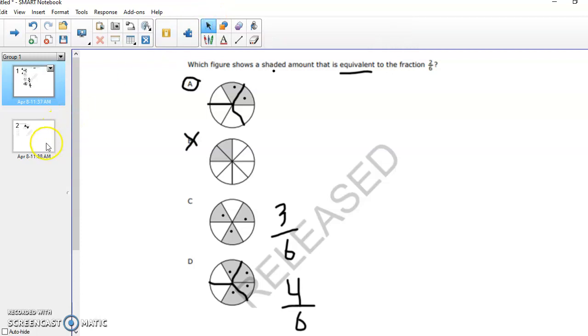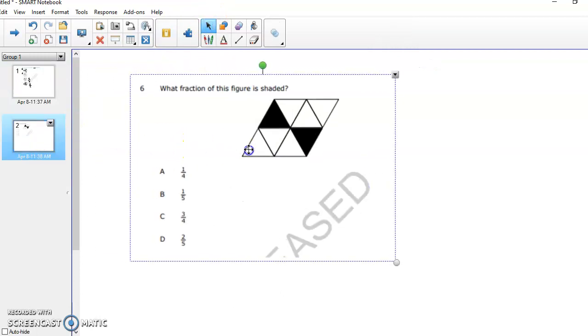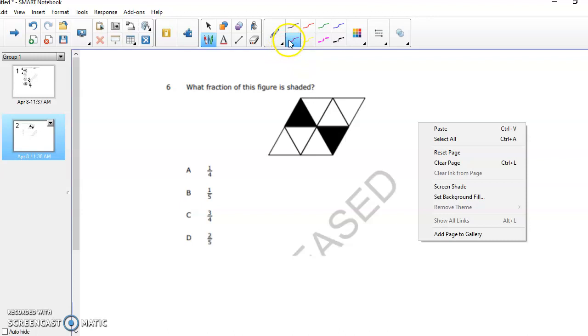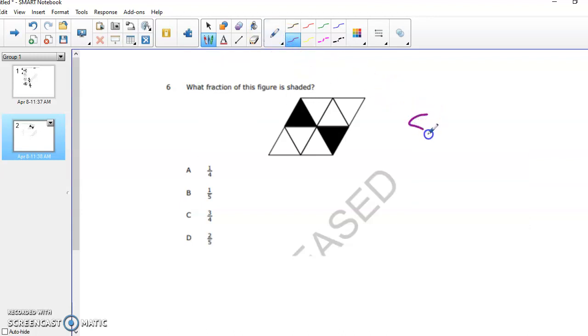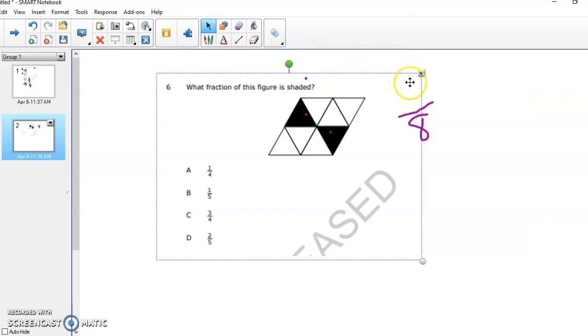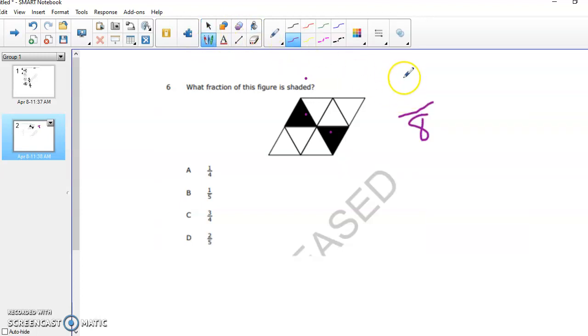So another place that I see this is in number 6. Let me center this. What fraction of this figure is shaded? So I want to count my pieces first. I have 1, 2, 3, 4, 5, 6, 7, 8 equal pieces in the whole. So 8 equal pieces in the whole. And I'm looking for the shaded amount. 1, 2 pieces are shaded. 2/8. Sorry about that. 2/8.